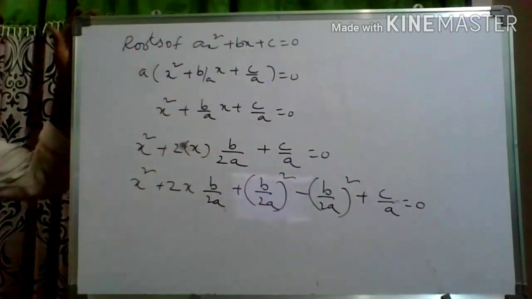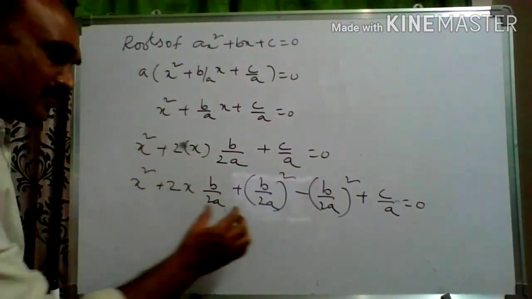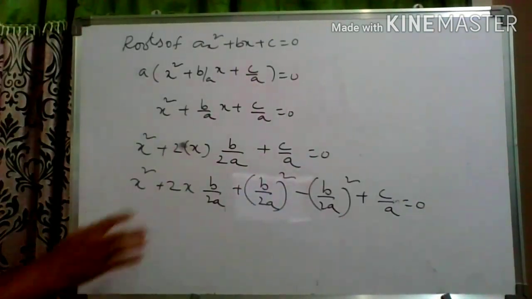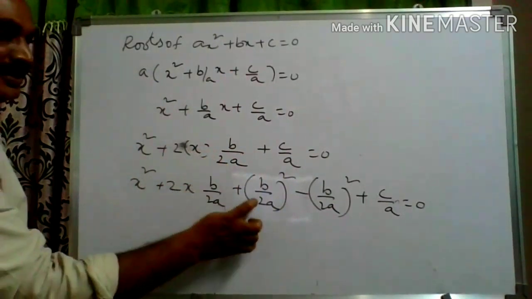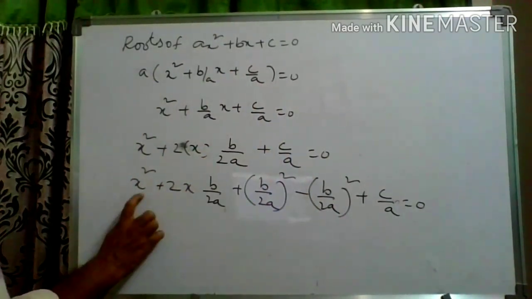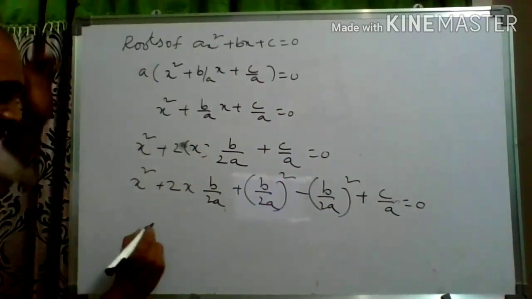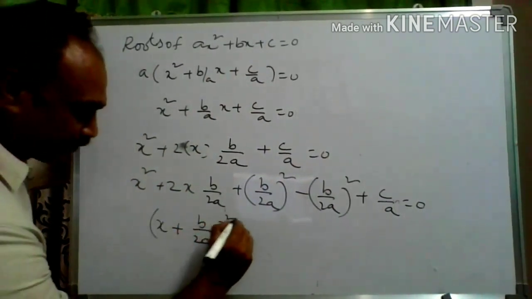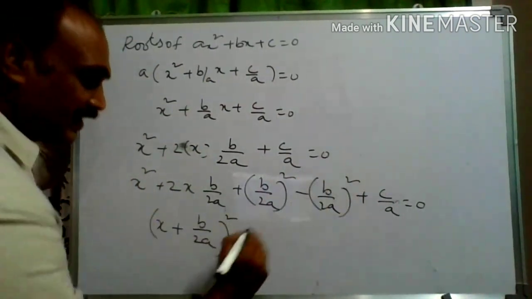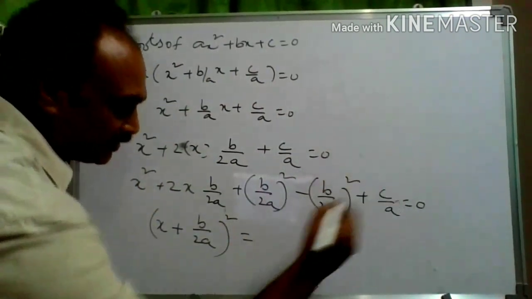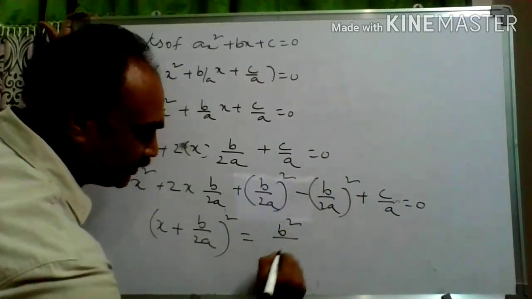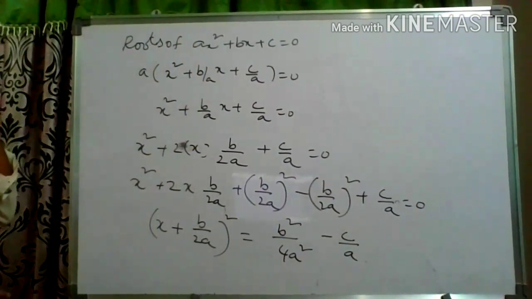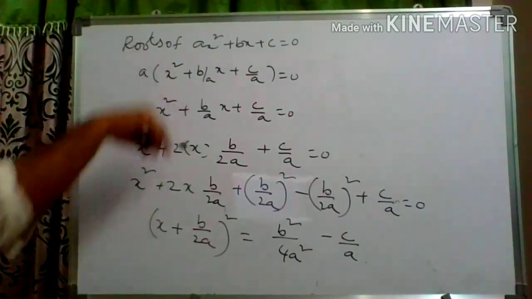Students, to write a plus b whole square, I add plus b by 2a whole square and minus b by 2a whole square. A square plus 2ab plus b square is equal to a plus b whole square. This is x plus b by 2a whole square. So take these two values on the right hand side: minus b by 2a whole square, this value is b square by 4a square minus c by a. Students, take a screenshot.